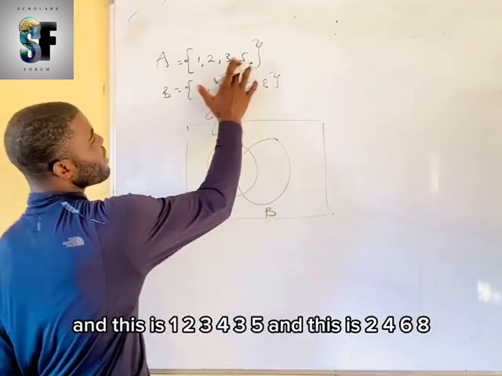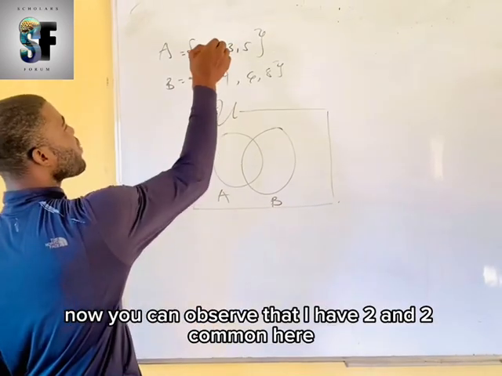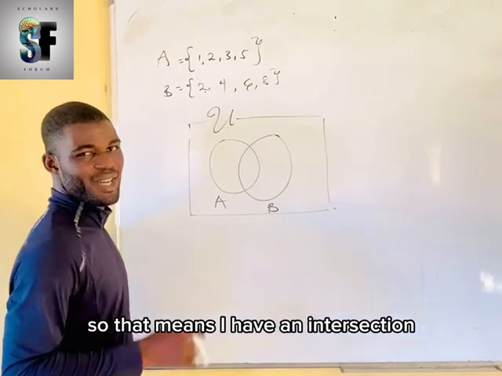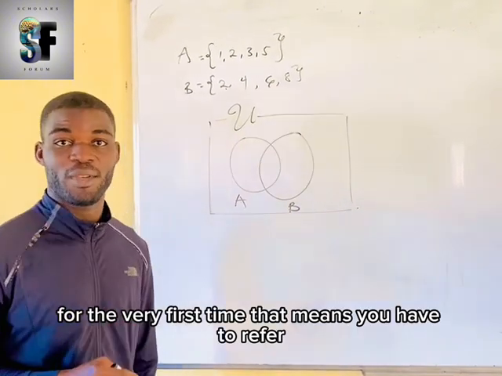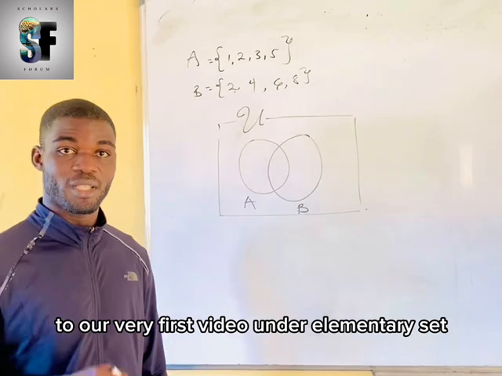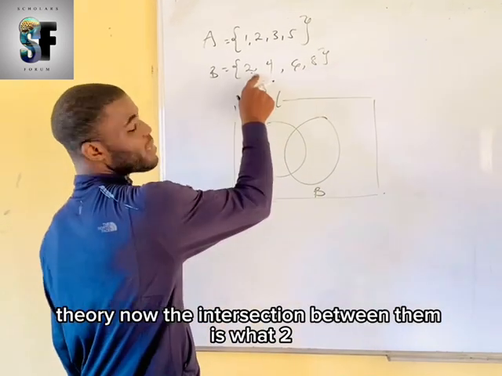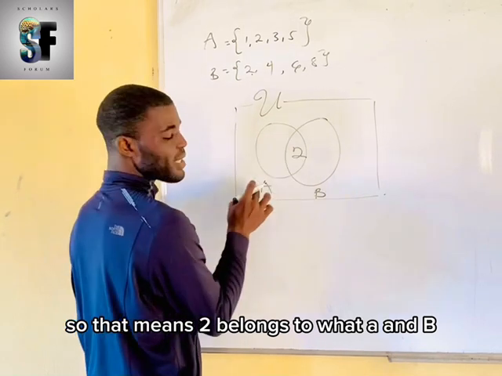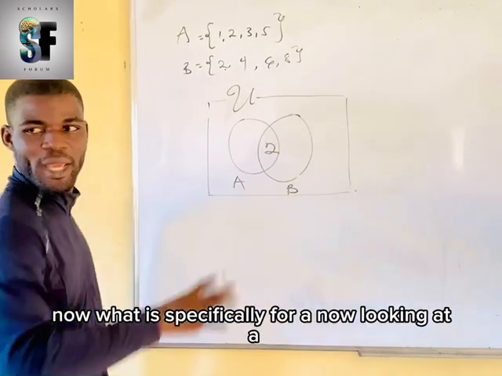Now, this is 1, 2, 3, 5, and this is 2, 4, 6, 8. You can observe that I have 2 common here. So that means I have an intersection. If you're just joining for the very first time, you have to refer to our very first video under elementary set theory. Now, the intersection between them is what? 2. So that means 2 belongs to A and B.